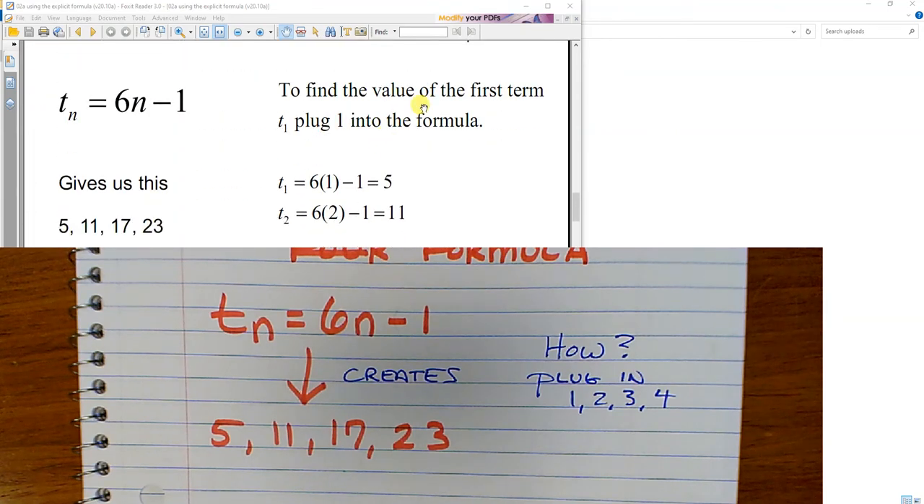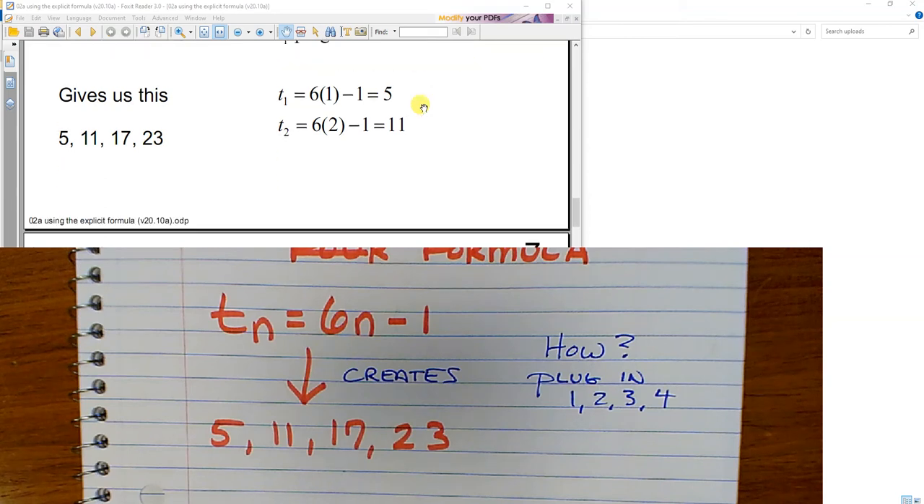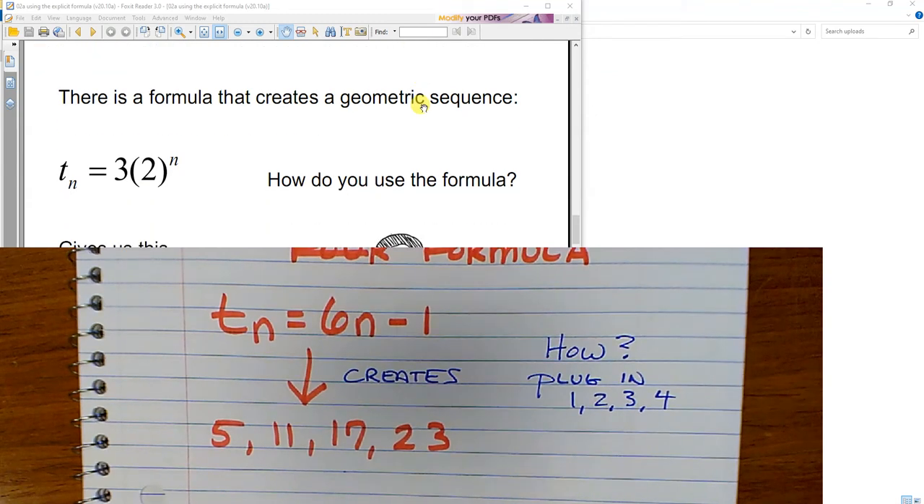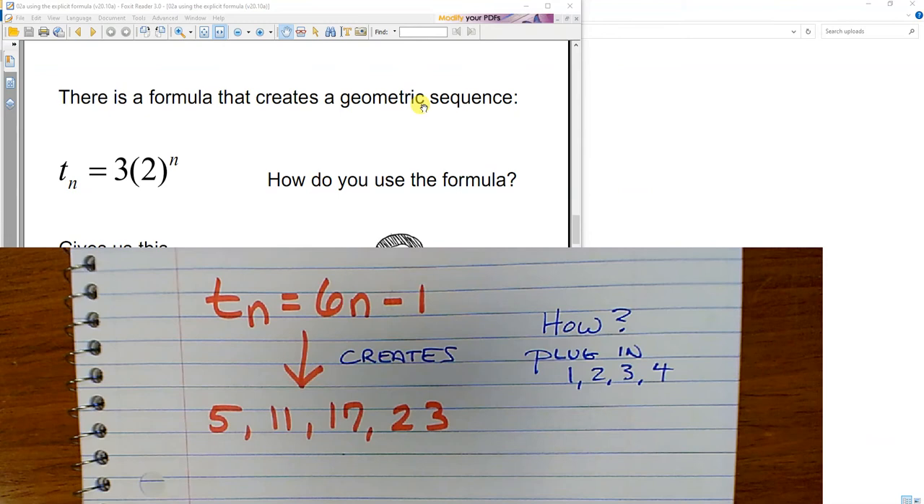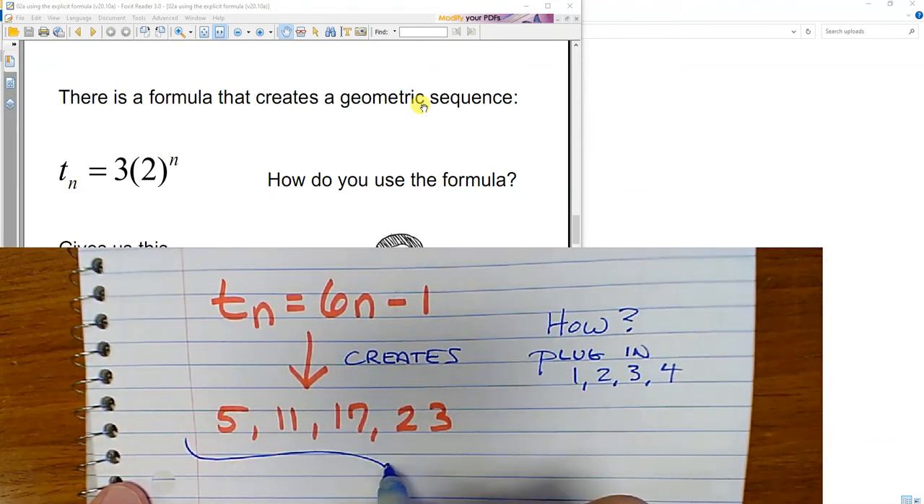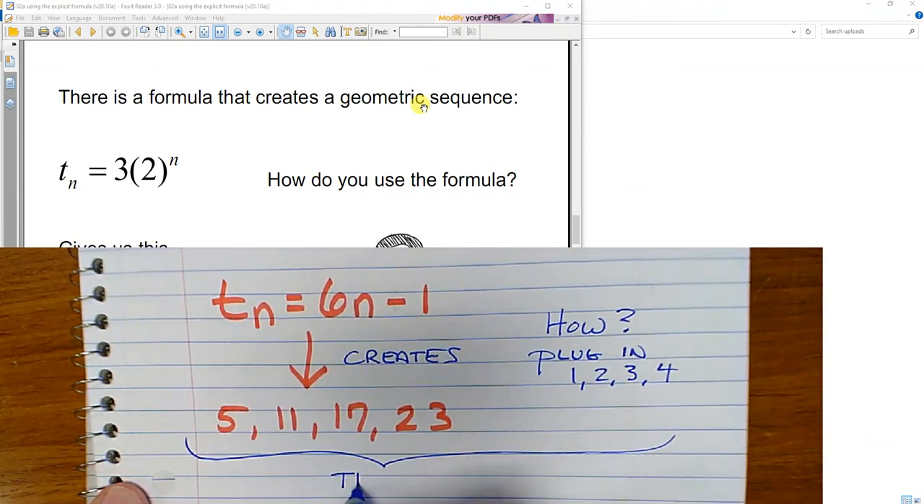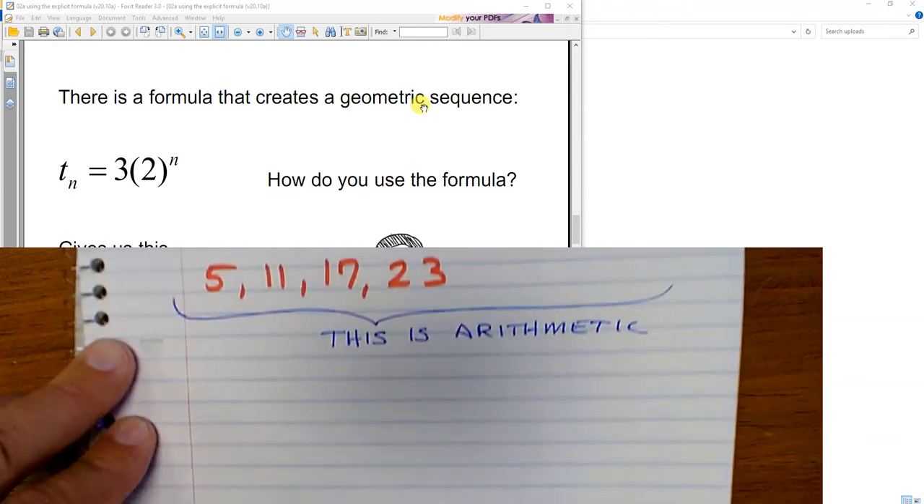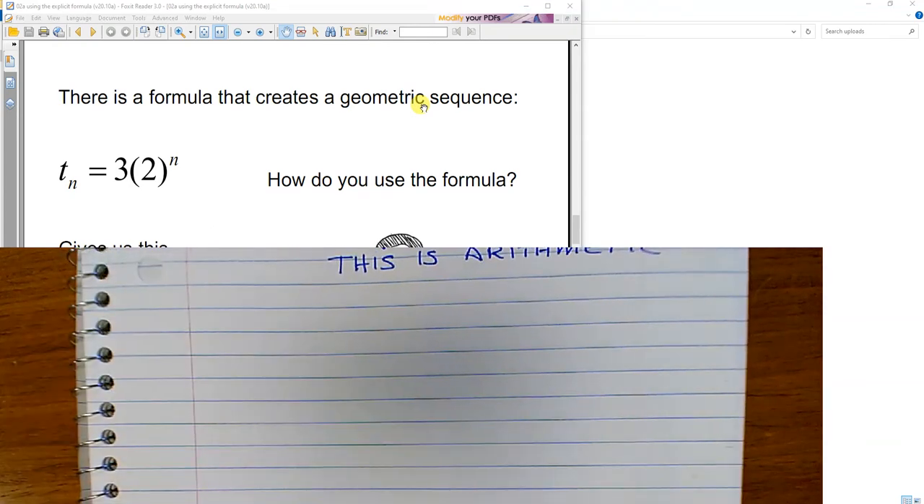To find the value of the first term, plug in 1. To find the value of the second term, plug in 2. In this case, it's arithmetic. But here's another one. T sub n equals 3 times 2 to the n power.